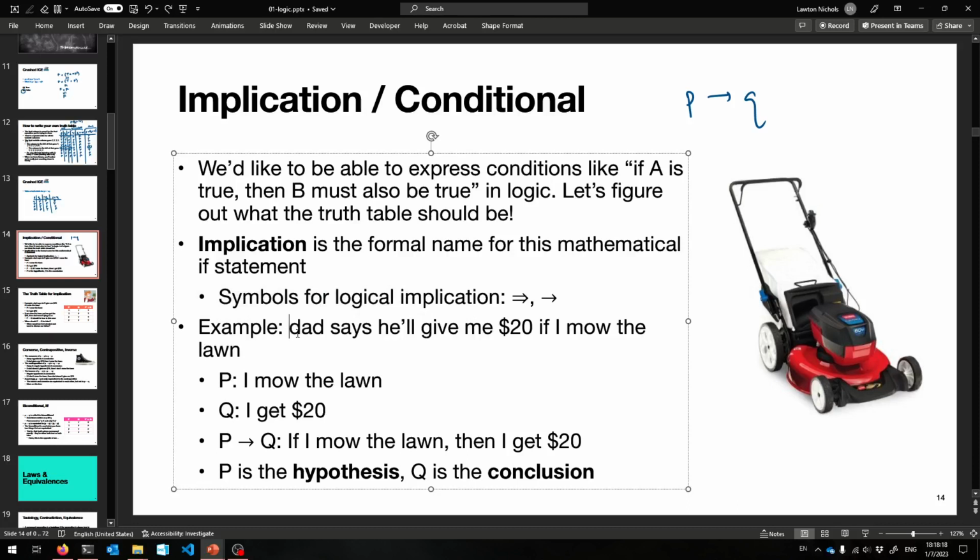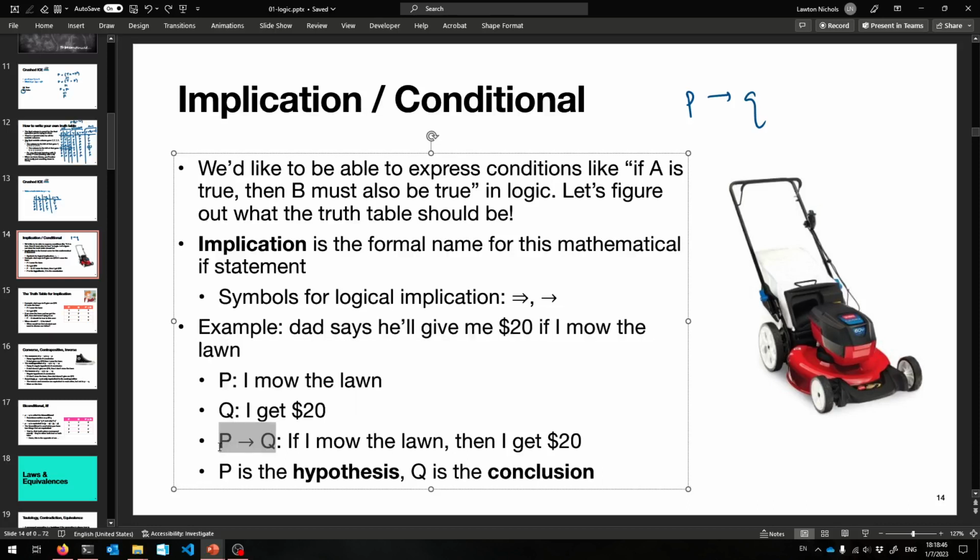So here's an example. Dad tells me he'll give me $20 if I mow the lawn. Okay? And so this is an if statement. Let's express this in math. So let's say that P means I mow the lawn, right? Because that's the thing that's required. And then Q is the result. I get $20, right? P is I mow the lawn, Q is I get $20. And then what Dad is essentially saying is P implies Q.